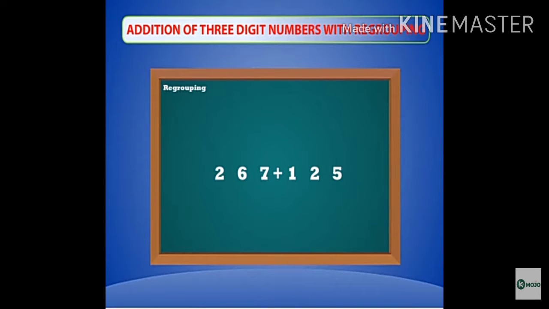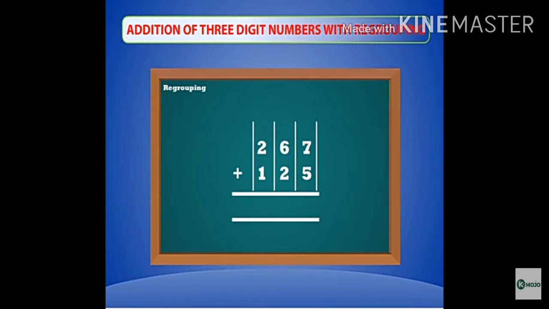Arrange both the numbers in columns. Starting from the ones place, first we will add 7 and 5. Do you think children that we have to regroup these numbers? Yes, we have to regroup. So let's start.